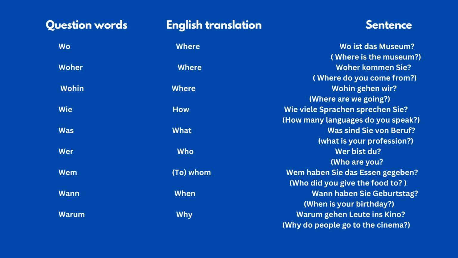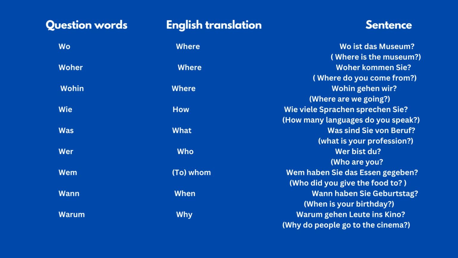Some sentences using wo. Wo ist dieses Museum? Where is the museum? Woher kommen Sie? Where do you come from? Wohin gehen wir? Where are we going?